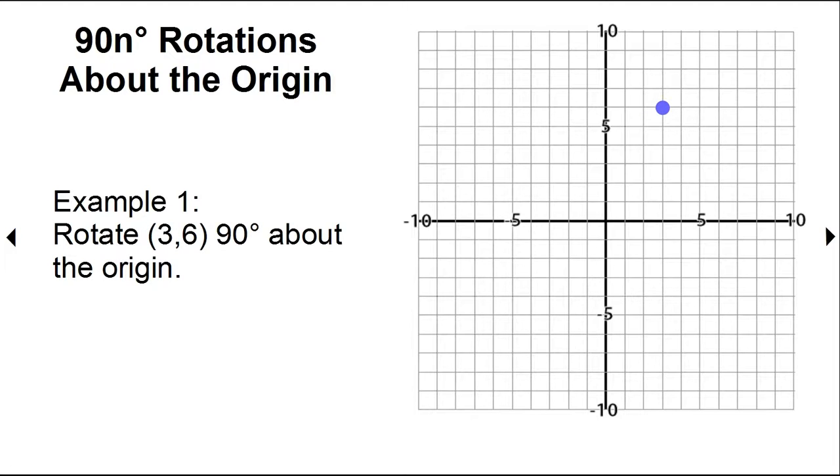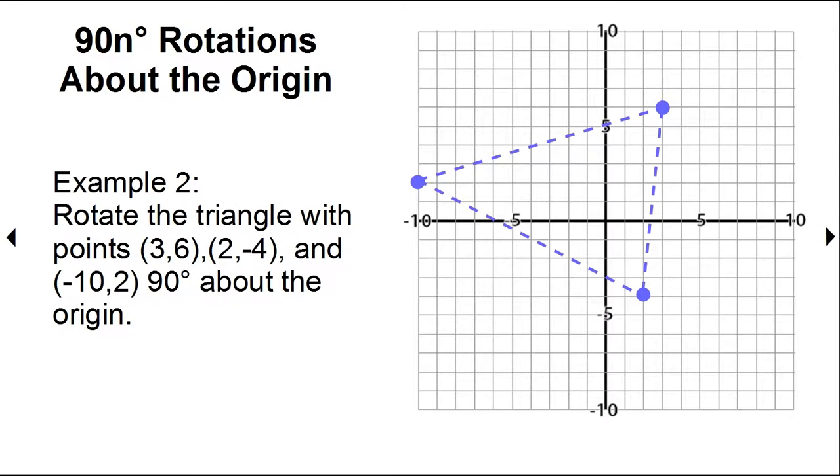In this example, we need to rotate (3, 6) 90 degrees about the origin. So the first step is to plot the point (3, 6). Instead of thinking in terms of x and y distances, let's think in terms of out and over distances. This point is out 3 and over 6. So let's rotate this 90 degrees, that's counterclockwise, and trace or hover above the paper to keep track of how far we go. We're going to go out 3 and over 6 again to find the new point. So our answer is (-6, 3).